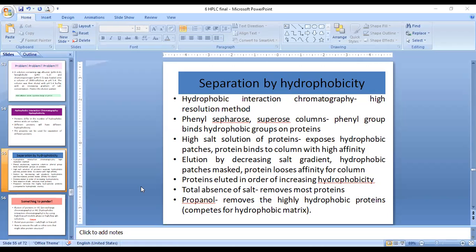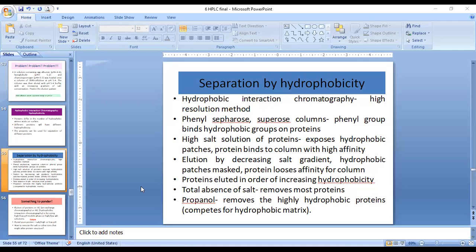Once the hydrophobic groups are exposed on the surface, if we put this sample on a hydrophobic interaction chromatography column, then the phenyl groups on the column will bind to these exposed hydrophobic groups. Is that clear to everybody? Yes, sir.